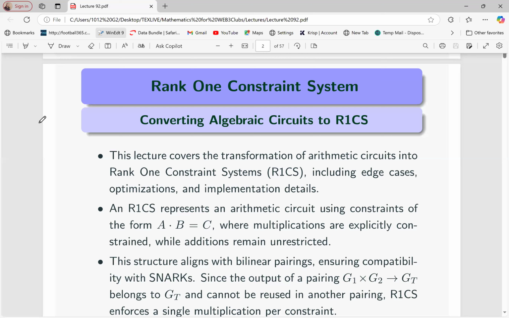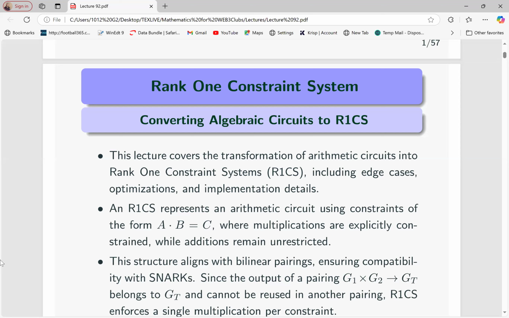Now, I've already stated that once we have the algebraic circuits, what we'll be doing is just transforming them into rank 1 constraint systems. Therefore, we need to know what we mean by rank 1 constraint systems. Some books would use this abbreviation and others would use just this one. Whichever you're reading, it means the same thing: rank 1 constraint systems.